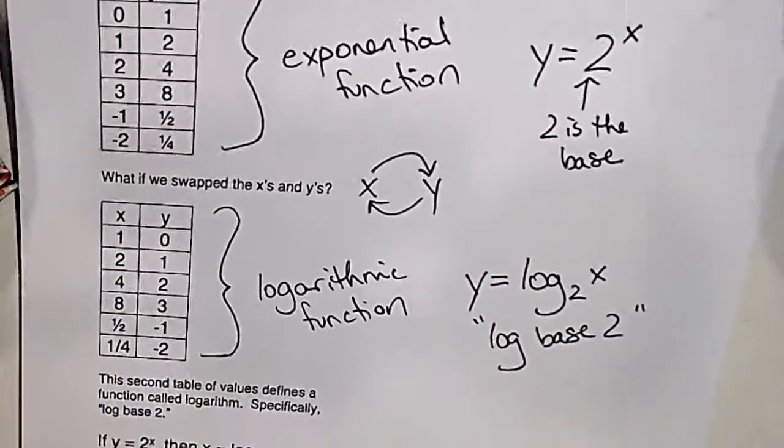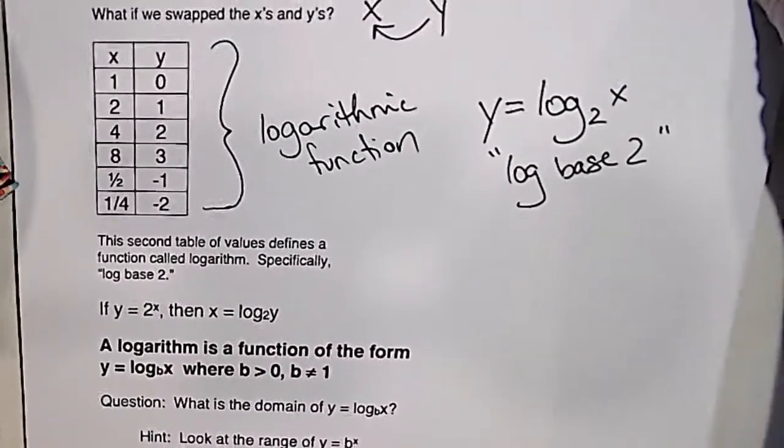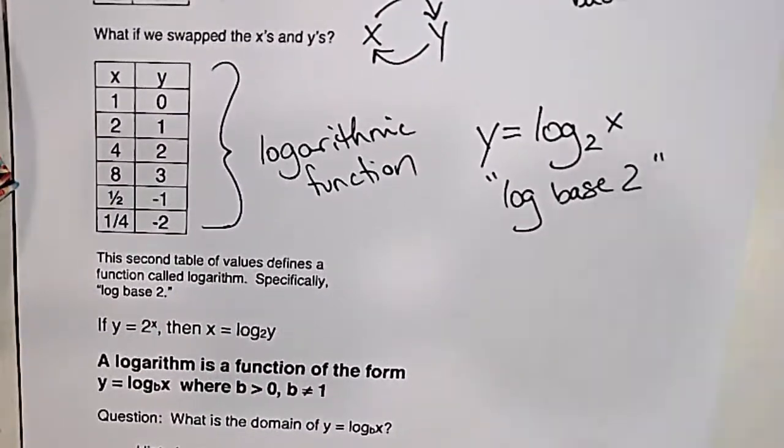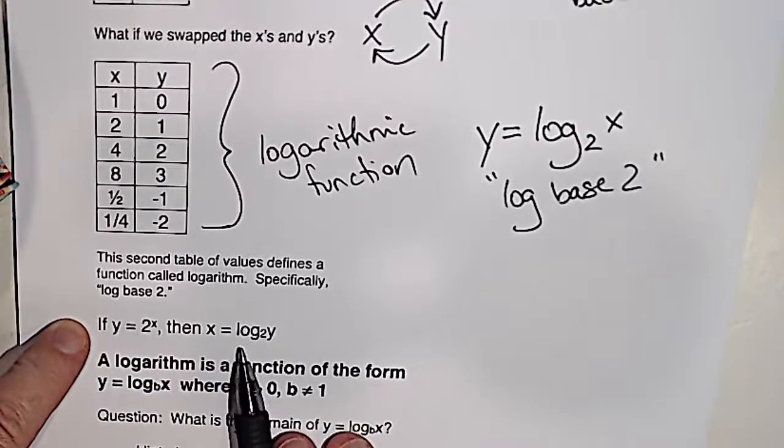So already you're probably like, whoa, why are we doing that all of a sudden? Well, we've been doing that for a while. We taught you about squaring and then square roots, cubing and then cube roots. So there are a lot of things that go in opposite directions, and this is just one more. If y equals 2 to the x, then x equals log base 2 of y.